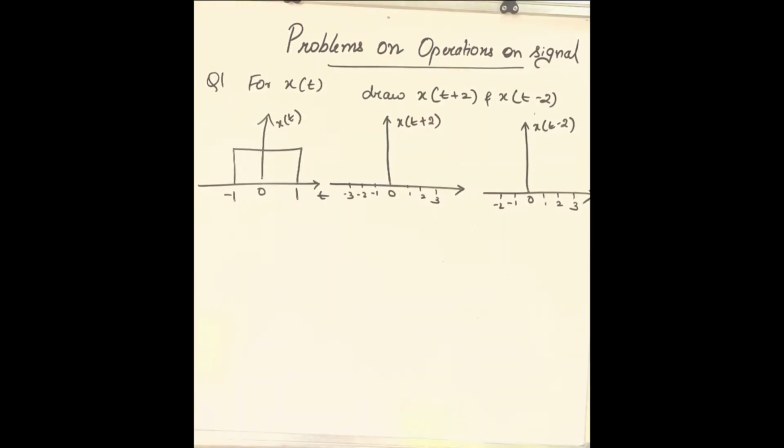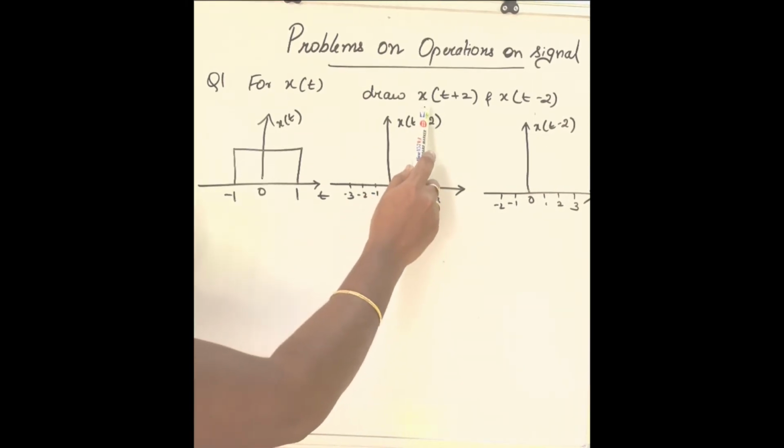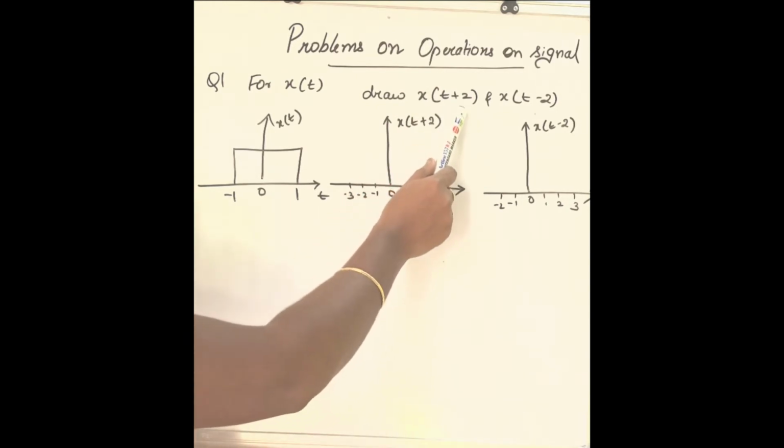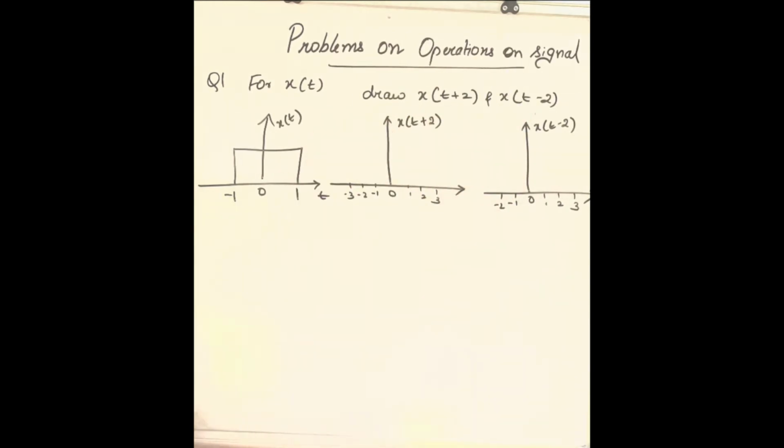Problems on operations on signal. The first problem. For a given x(t), you are asked to draw x(t+2) and x(t-2). So from the problem itself, we know you are asked to do a time shifting operation. There is an advance shift and there is a delay shift. Okay, so this is the original signal that has been given, from minus 1 to 1, x(t).